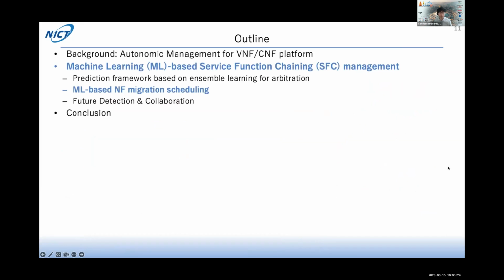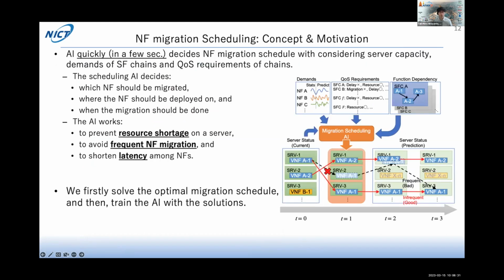Next, I introduce the network function migration scheduling method based on encoder-decoder recurrent neural network. This figure shows our framework of network function migration scheduling based on machine learning. This AI monitors sub-condition changes of demands and resource demand. And this AI quickly decides which function should be migrated, which server the function should be migrated to, and when the function should be migrated.